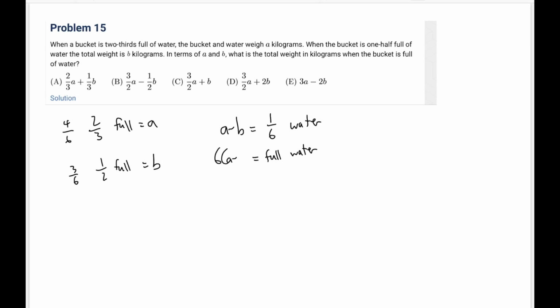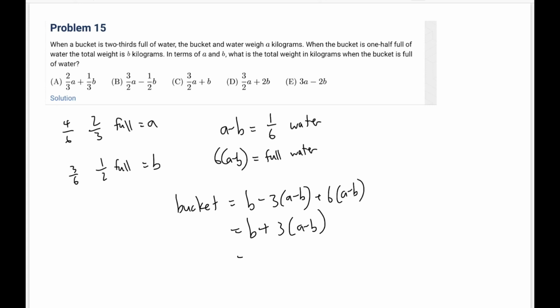It's 6A minus B. And then the total weight in kilograms when the bucket is full of water. Okay, so the weight of the bucket would be, when it's half full plus the bucket is B. So B minus half full, so half full would be 3 of these, 3 of A minus B, and then we would need to add 6A minus B. This will be B plus 3A minus B, which is B plus 3A minus 3B. This is 3A minus 2B, so the answer is E.